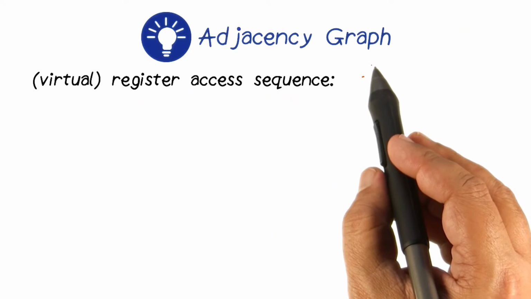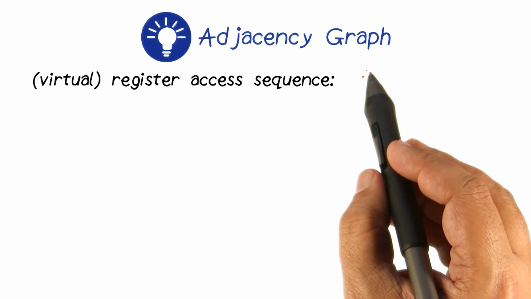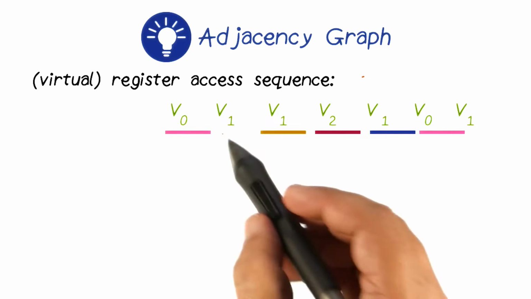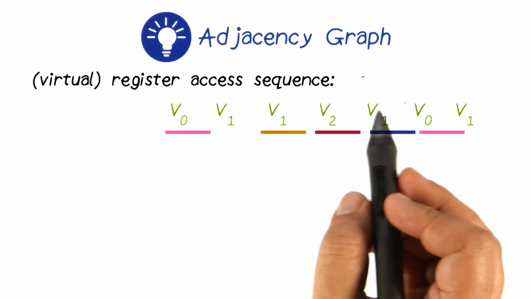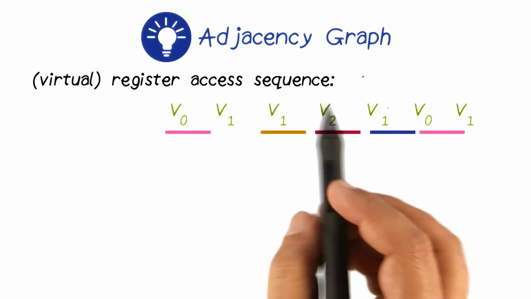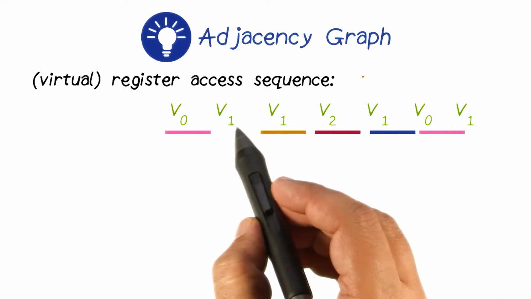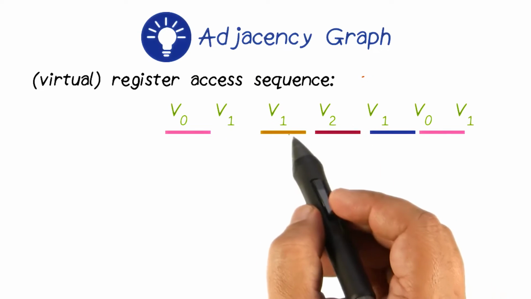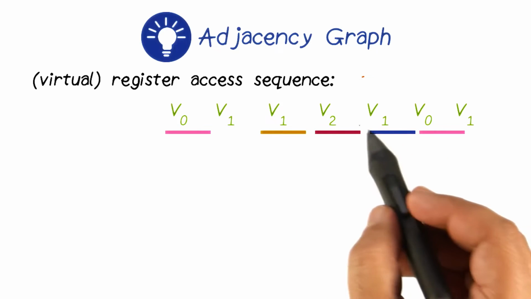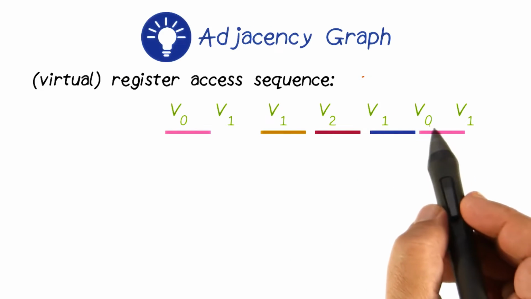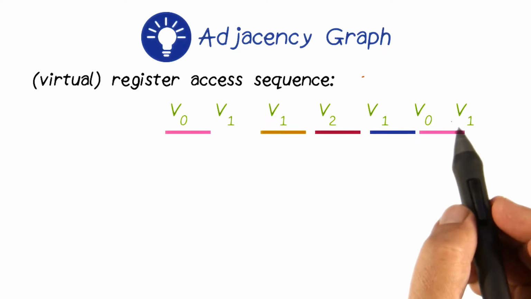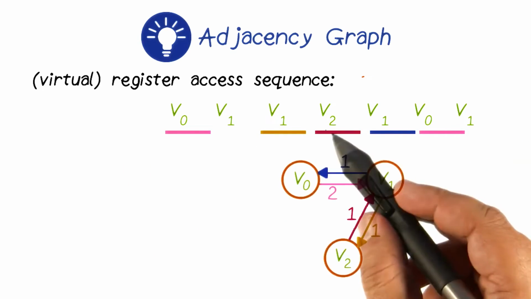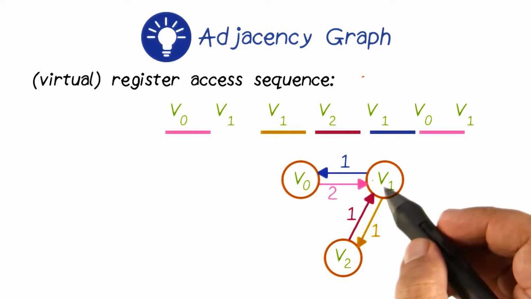Let us look at the notion of adjacency graph that we talked about in the last slide through a simple example. So what we have here is a sequence of virtual register accesses through different instructions, and we have V0 followed by V1. Then the next instruction is also using V1, let's say, and then the following access is V2. The one which is following that is V1 again, followed by V0 and V1. So these are the sequences of accesses of the registers. Let us see how we captured this sequence through this simple graph now.